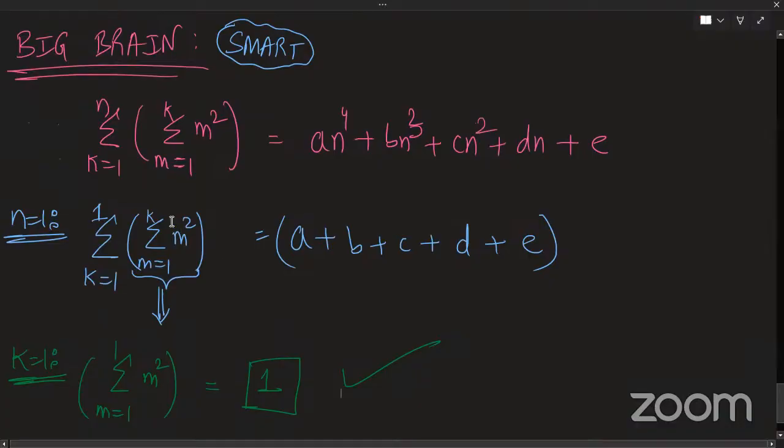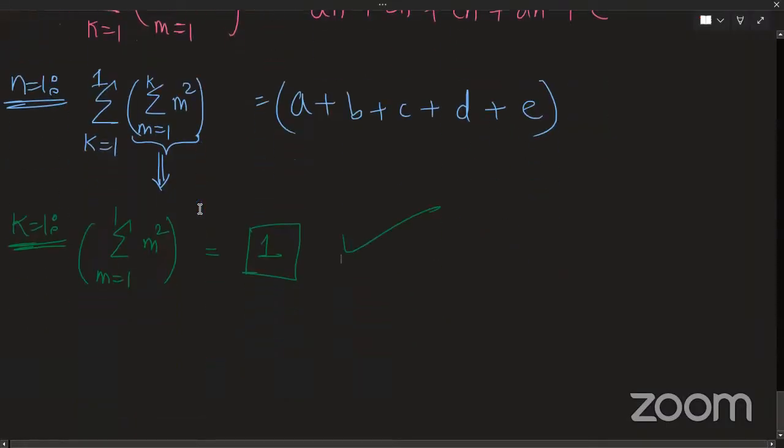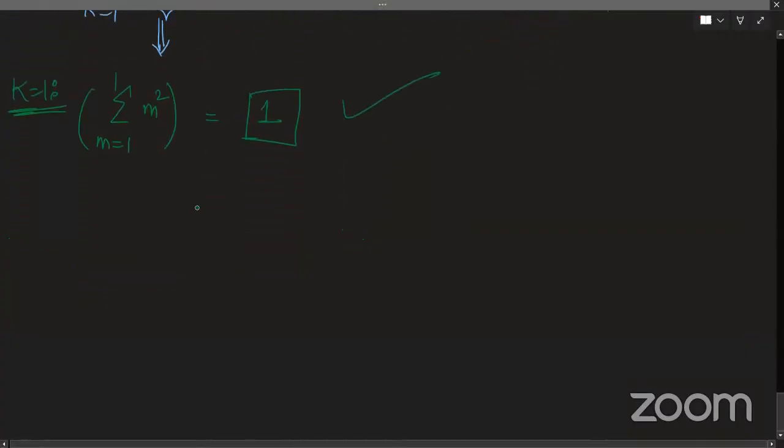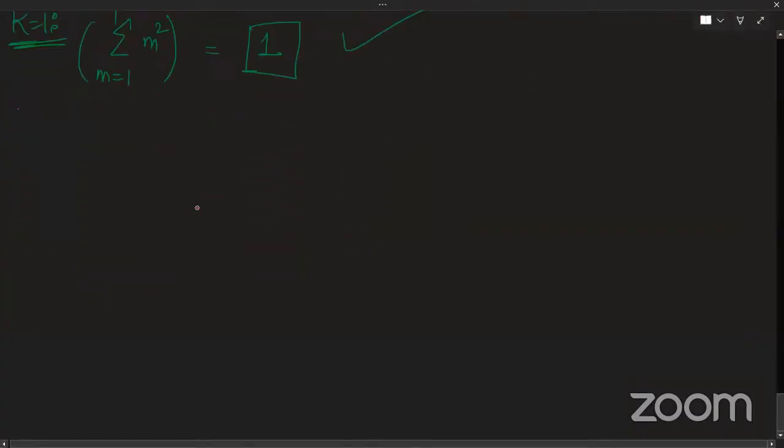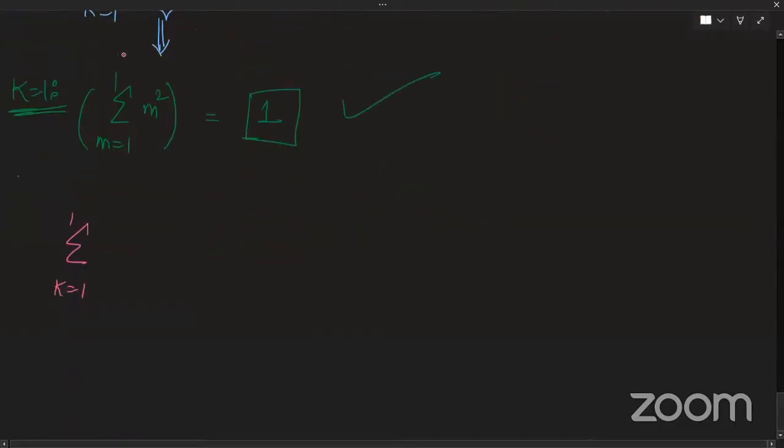See, what is happening? I am substituting n as equal to 1. So my right hand side is already a plus b plus c plus d plus e. And my left hand side, I have substituted n as 1. So k is going from 1 to 1. I hope some of you got confused with this. So sigma k will go from 1 to 1, and then we have sigma inside. M will go from 1 to k, m square. Right?